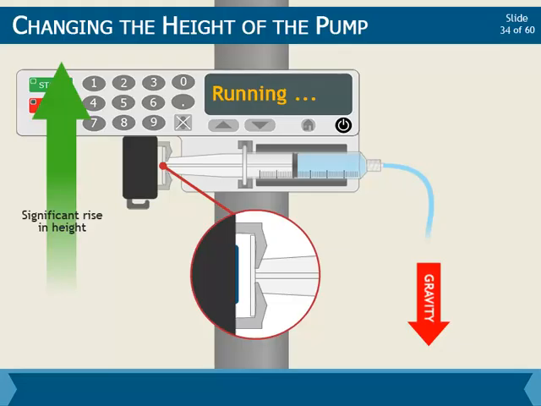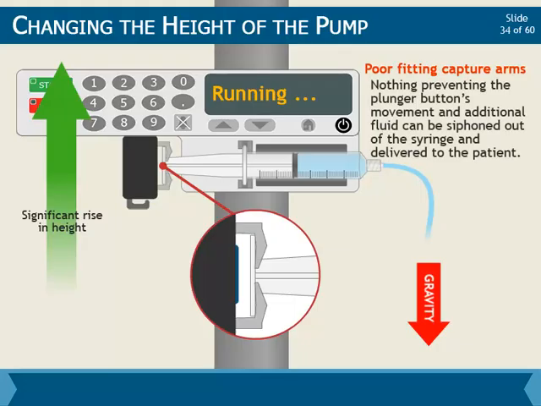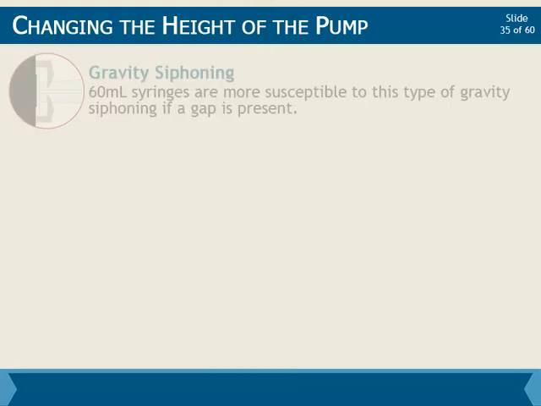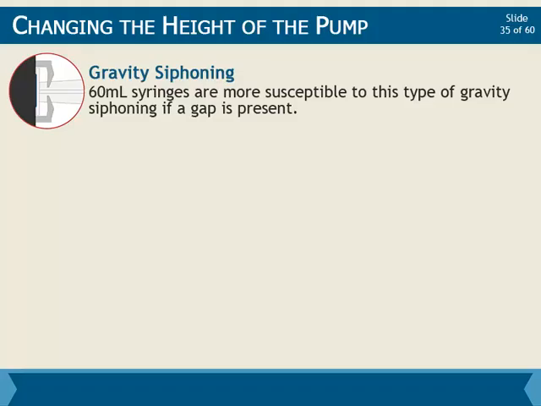Normally, this is prevented from happening by the capture arms not allowing for the free movement of the syringe plunger button. However, with poor fitting capture arms, there is nothing preventing the plunger button's movement, and additional fluid can be siphoned out of the syringe and delivered to the patient. 60 milliliter syringes are more susceptible to this type of gravity siphoning if a gap is present.